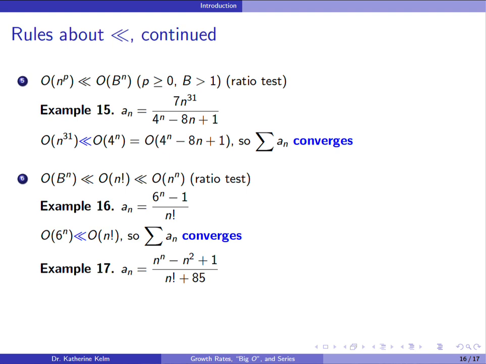Example 17, a_n equals n to the n minus n squared plus 1 all over n factorial plus 85. Now note that we have n to the n on the top and n factorial on the bottom. So this series diverges because n to the n grows faster than n factorial.